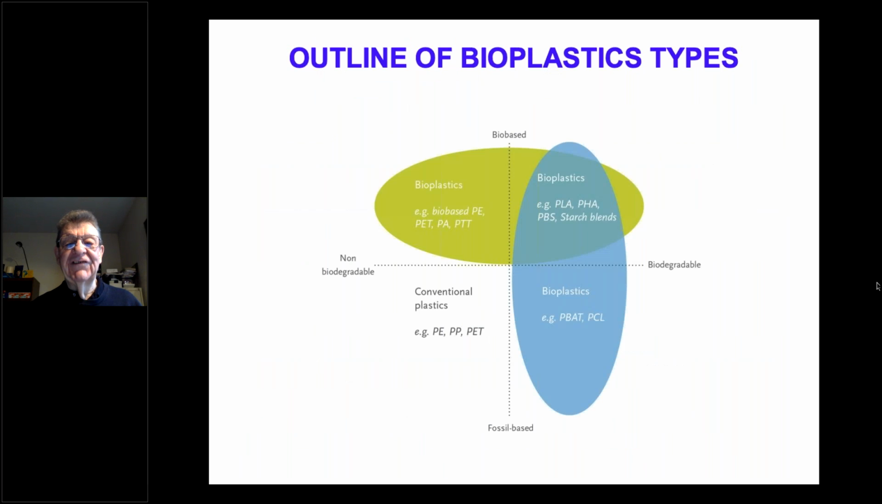Maybe a little easier to see this: the green ones at the top here are bio-based materials. The blue ones down the right-hand side are biodegradable materials. And this top right-hand corner, this quadrant, are both bio-based and biodegradable. And the bottom left quadrant is neither bio-based nor biodegradable. That's the conventional petroleum-based plastics.